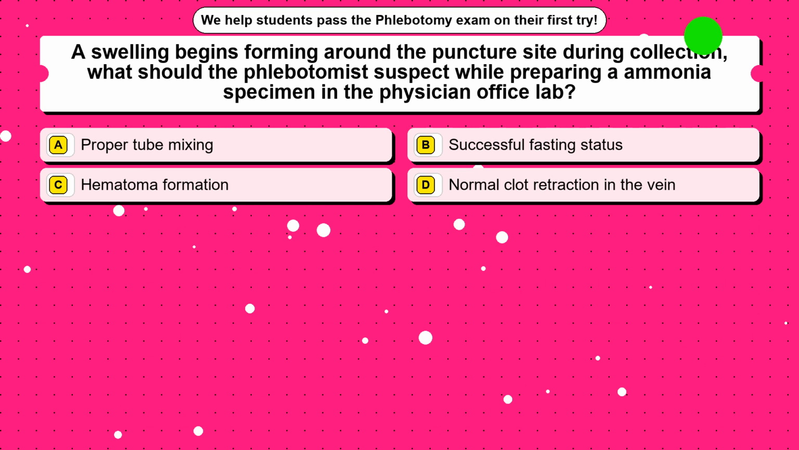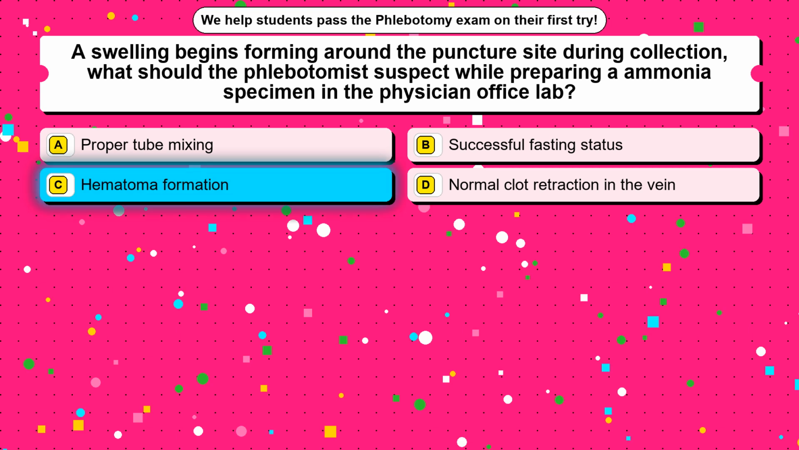Question 14. A swelling begins forming around the puncture site during collection. What should the phlebotomist suspect while preparing an ammonia specimen in the physician office lab? Option A. Proper tube mixing. Option B. Successful fasting status. Option C. Hematoma formation. Option D. Normal clot retraction in the vein.